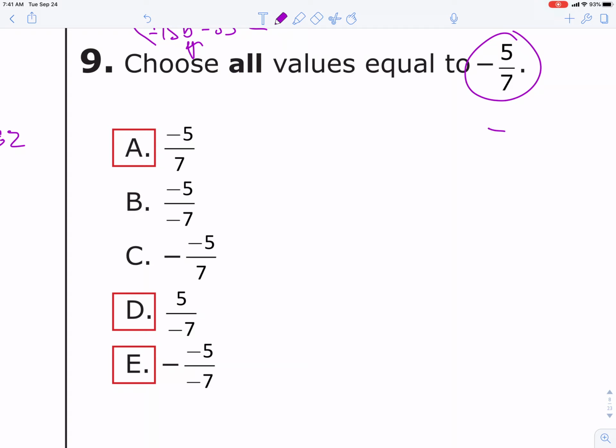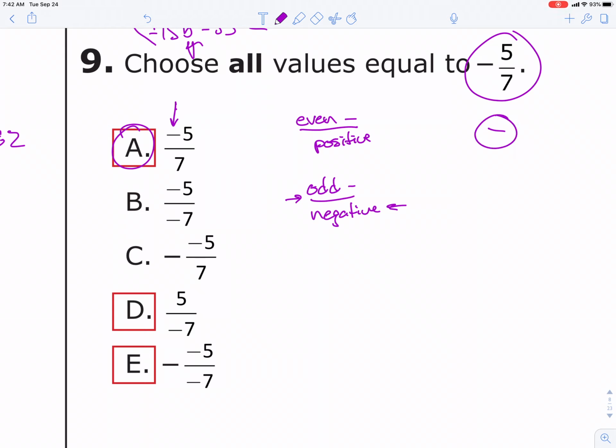It's a -5/7. Well, let's look at how many of these problems actually have just a negative in it. And remember what I said about negatives. If you count all the negatives, if there's an even number of negatives, then it's positive. If there's an odd number of negatives, then it's negative. So I just got to count. Is it divisible by 2? Well, there's one negative in A. 1. Is that an even or odd number? That's an odd number. So that gives me, it's got to be a negative answer. So A works. A is good because I'm just looking for a negative answer.